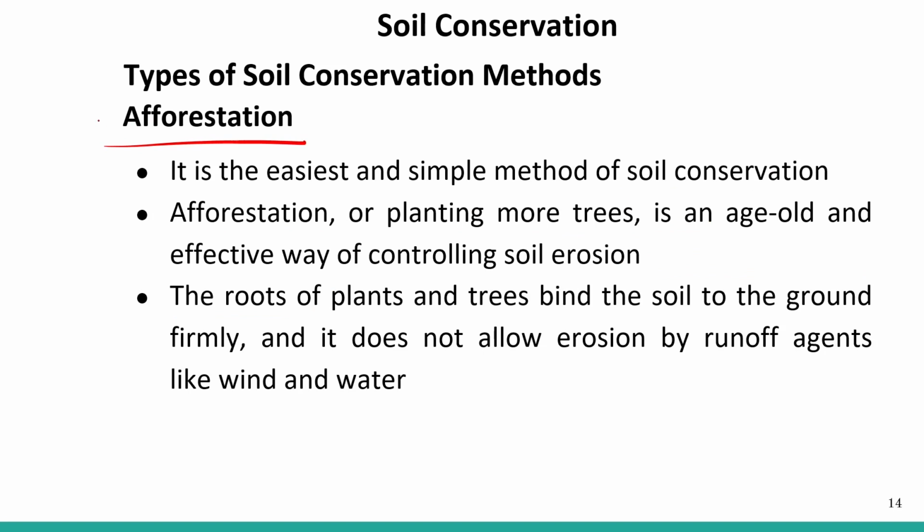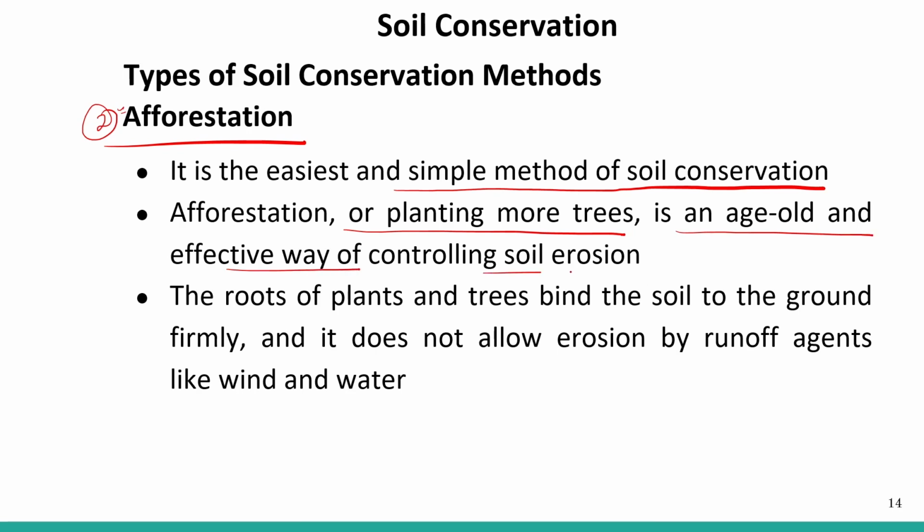Afforestation. The next method is afforestation. It is the easiest and simplest method of soil conservation. Afforestation, or planting more trees, is an age-old and effective way of controlling soil erosion. Afforestation means you have to plant more trees in an area which is quite open, where there are no trees, and that is called afforestation, right?